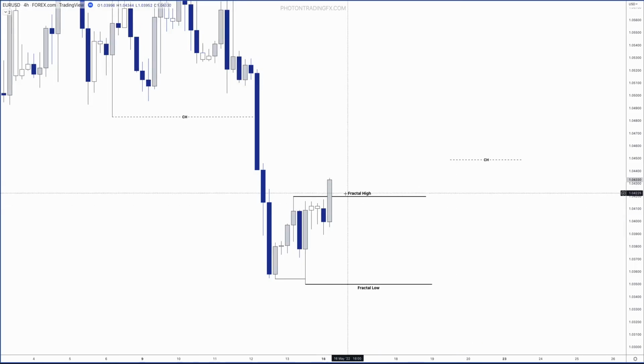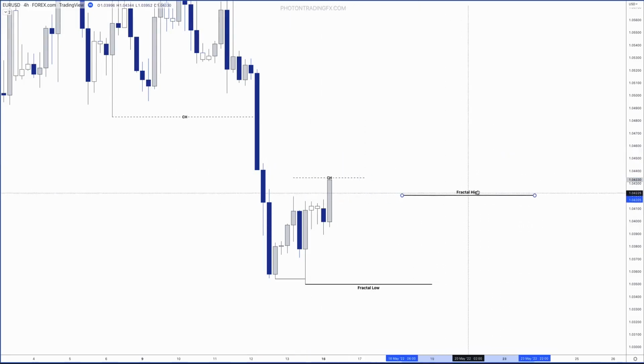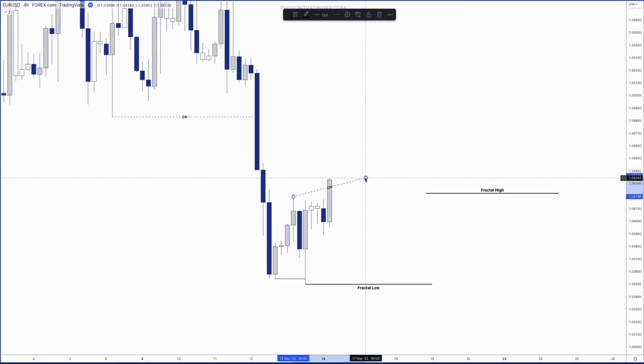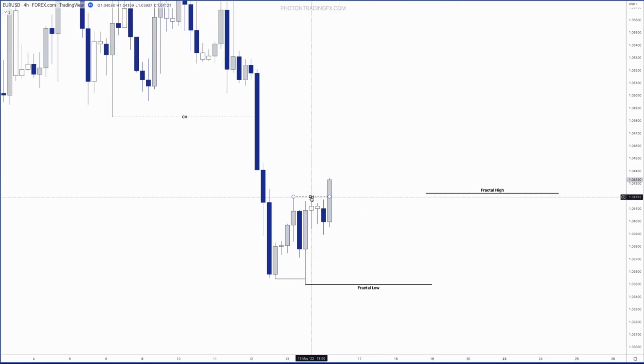Okay, now we have broken the fractal high. So because the fractal structure was bearish and now it's shifted bullish because we've broken the fractal high, what is that break, right? It's a CHoCH, it's a change of character because the fractal structure has shifted from bearish to bullish, right? So that is your CHoCH. So I've just shortened CHoCH to CH just to keep it a little bit neater. Okay, so now we've had that fractal breaker structure to the upside, which is a change of character, right? Because the fractal structure has shifted trend.